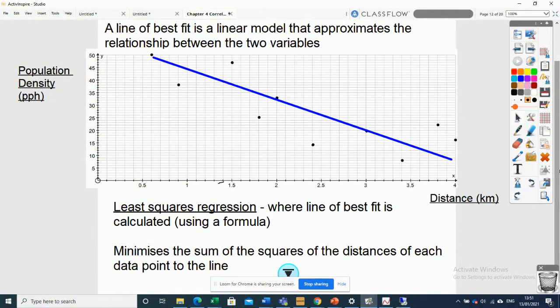And one of those ways is a least squares regression. Now, you don't actually have to use the least squares regression formula because your calculator can work it out for you. And generally at A level, they give you the actual equation of the line. The least squares regression minimizes the sum of the squares of the distances of each data point to the line. Okay, so let's have a look what that means.